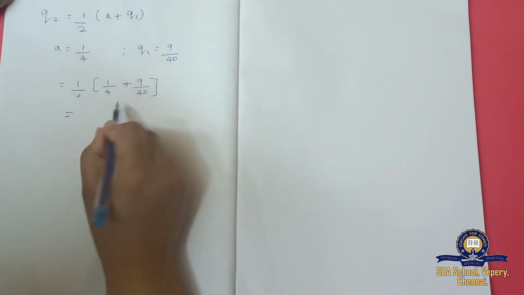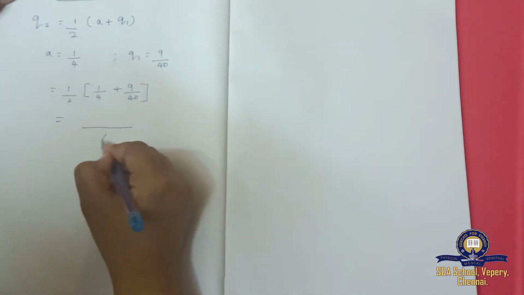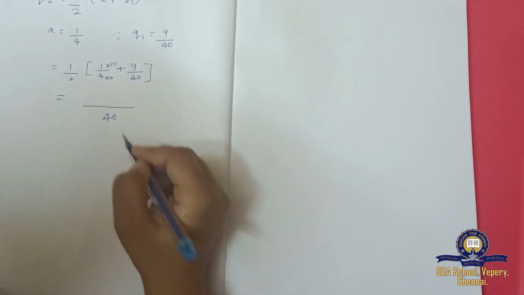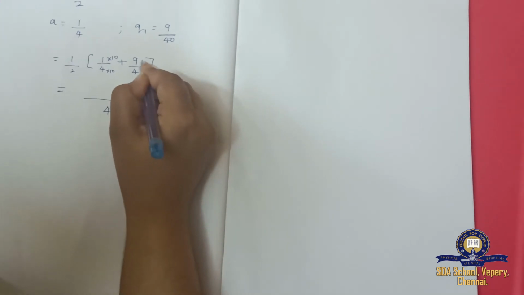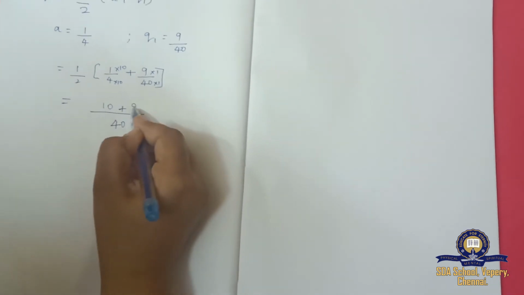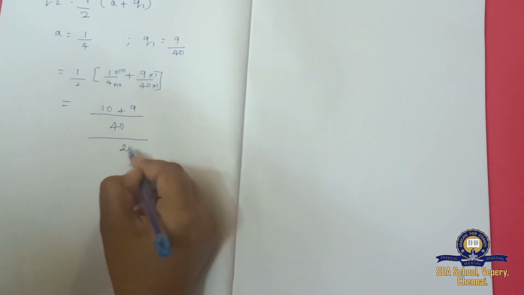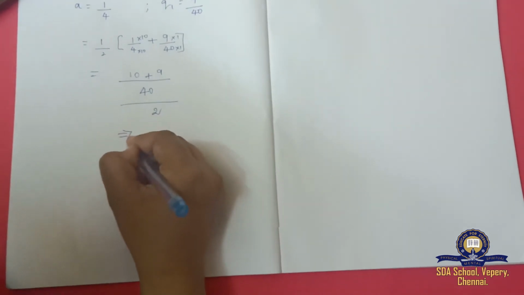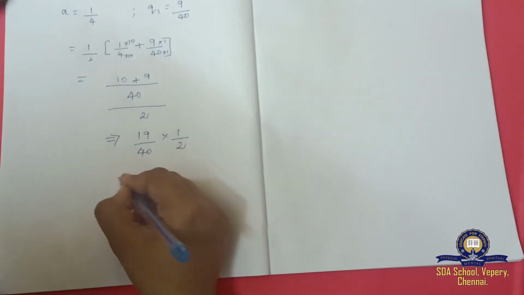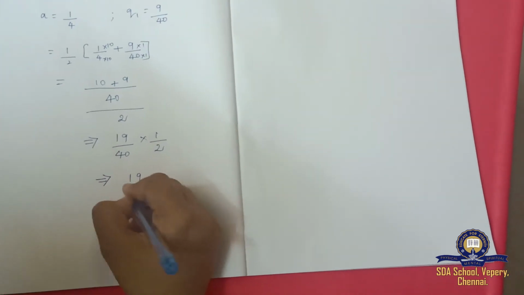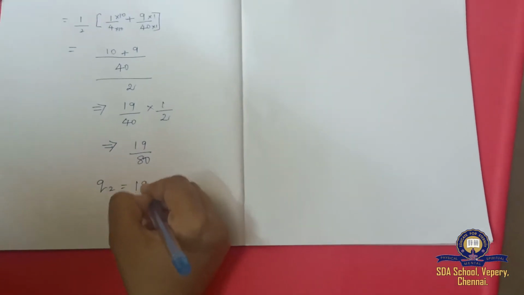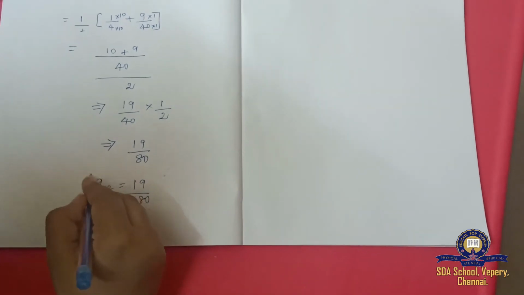Now we have to take the LCM. Okay? LCM will be 40. 4 into 10, then 1 into 10 you also have to do. Similarly, 40 into 1, 9 into 1. So what will happen? 10 into 1 is 10 plus 9 into 1 is 9, divided by 2 will remain. You get it? Then what happens? 19 by 40 into 1 by 2, which in turn will give me 19 by 80. Therefore, the value of Q2 equals 19 by 80. Let's box it up.